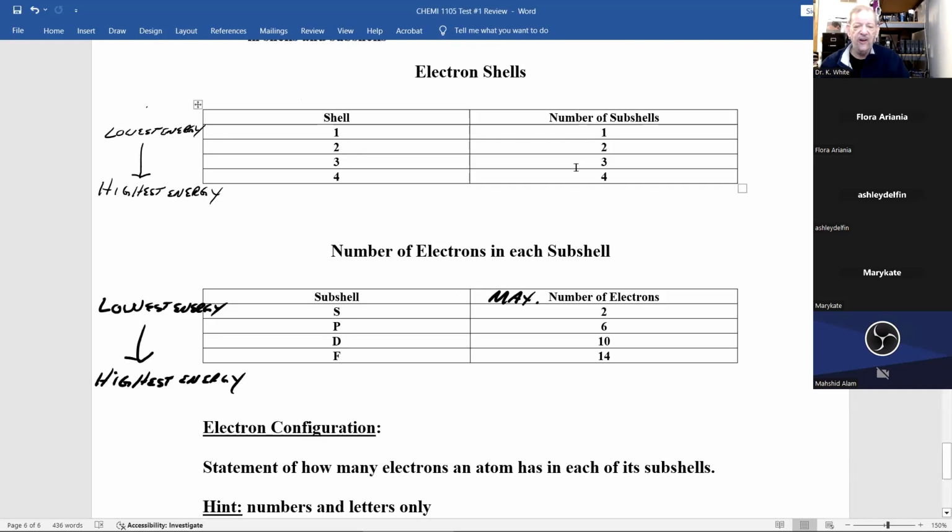Well, shell 2 has 2 subshells. The first one is s, or 2s. The second one is 2p. What's the maximum number of electrons I can put in any p subshell? 6. Well, I only have 2.